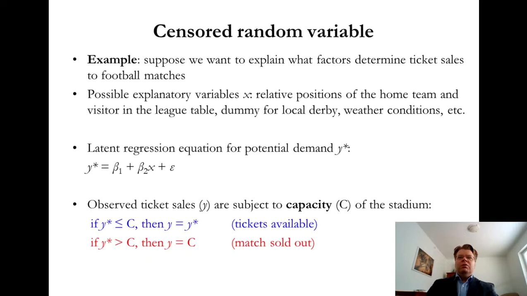So I come now to this example of tickets to the football match, and this would be the censored case, because also those observations where the match is fully sold out are observed, but those are reported with the full capacity. Okay, and that would be the situation where the dependent variable is censored from above. So again, it's useful to take this latent regression equation, and that would be the equation for the potential demand. So I use this y asterisk to indicate the equation for the potential demand.